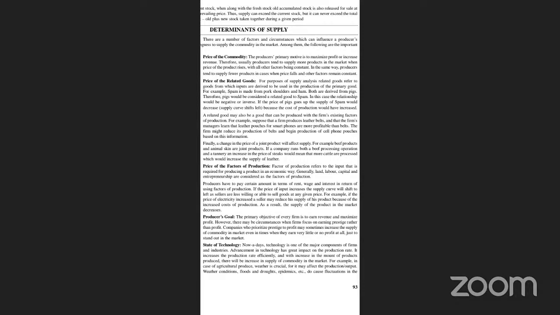Now, producer's goal is all about the objective of the firm, the objective of the company. What is basically the objective? The primary objectives of any company are two. Number one, maximize the profit. Number two, maximize the shareholders' wealth. These two are the objectives of the firm.